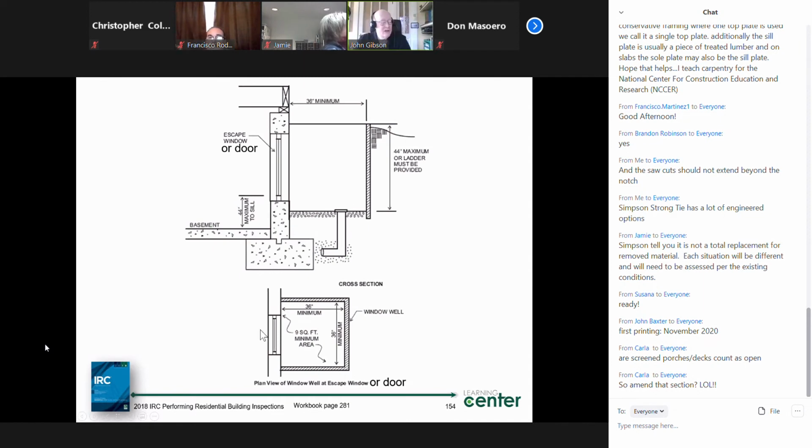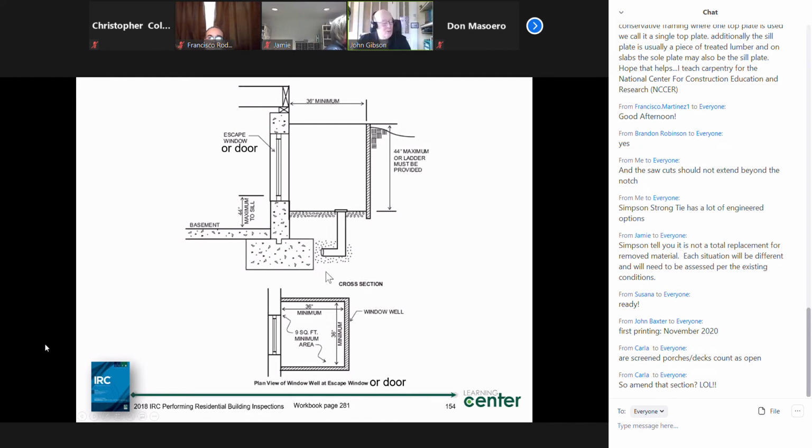Here's an illustration of the area well, that window well, area well concept. 9 square feet, at least 3 feet by 3 feet. The window or door must be able to open fully in that space. And if we are below grade, then it's going to call for a tying in of a drain in the bottom to your perimeter drain.